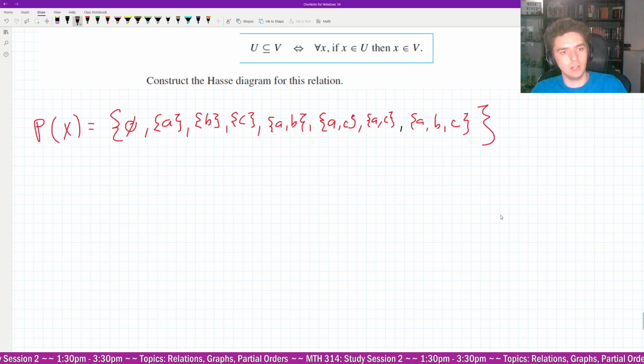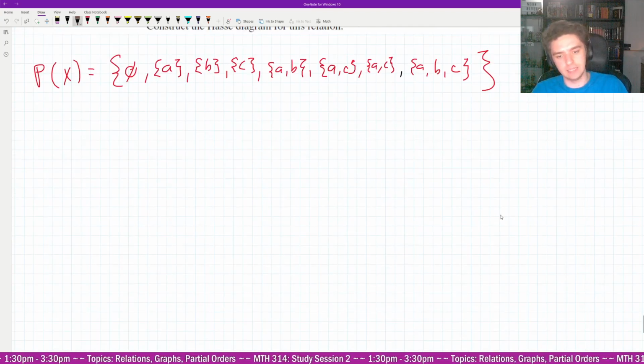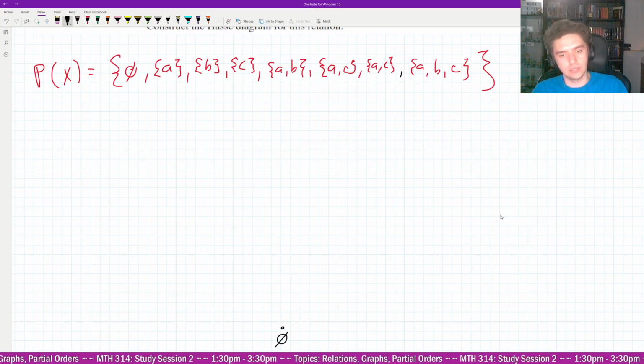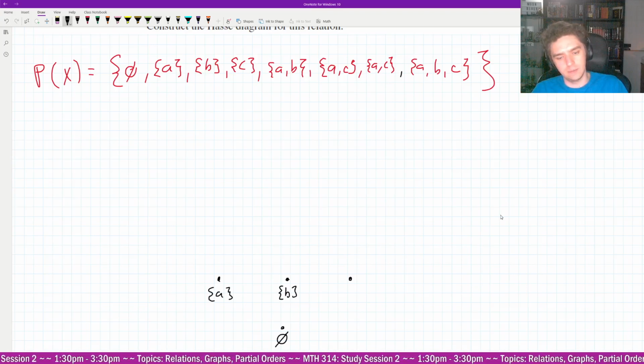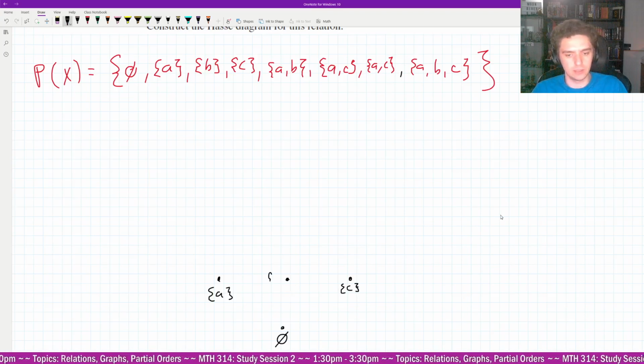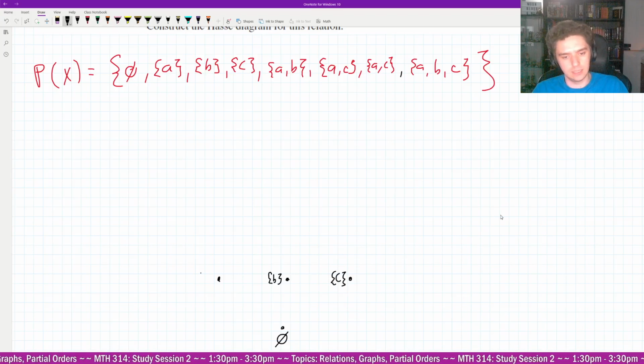So what we want to do is take all of the elements, since we have a relation on this set. We're going to have the null set. We are going to have the set A, the set B, the set C. I guess I should draw them next to it. Set B, the set C, and the set A. Then we're going to have the set AB.